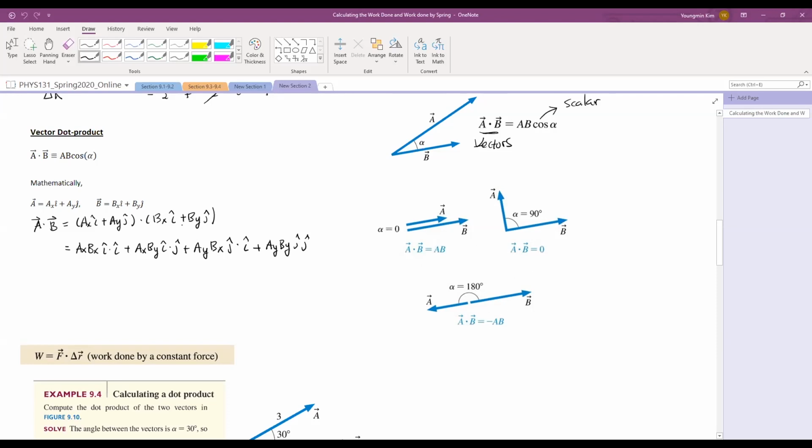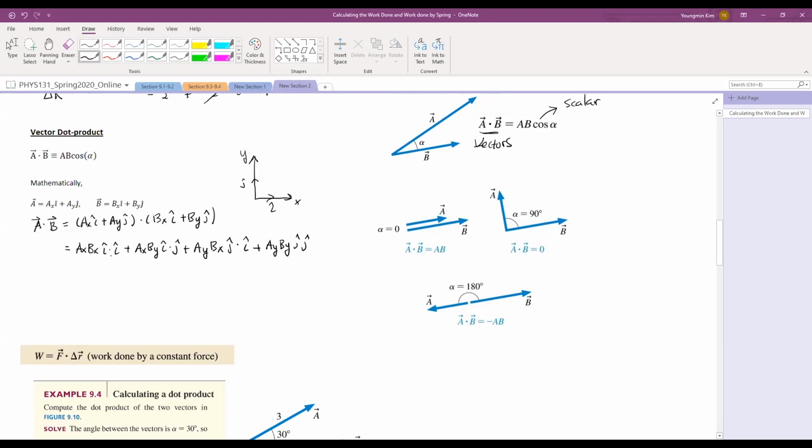Now then, take a look at here. i and j are the two unit vectors, right? i is always pointing in the x direction with a unit length of 1, while j hat is always pointing in the y direction with a unit length of 1. So here, take a look at here.